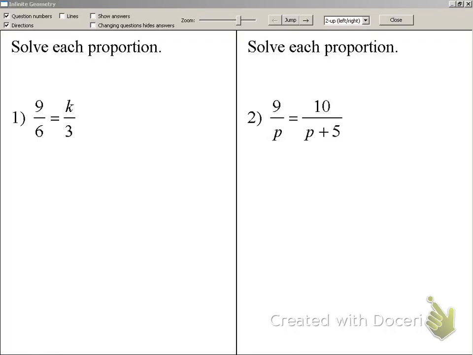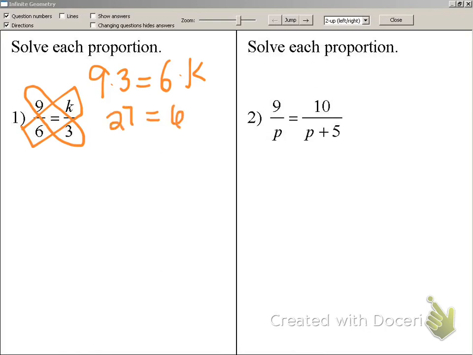So, startup for week number 13. Number 1 says solve each proportion. In order to solve proportions, your cross products must be equal. So that means I must take 9 and multiply it times 3, and it will equal 6 times k. So we have 27 is equal to 6k.